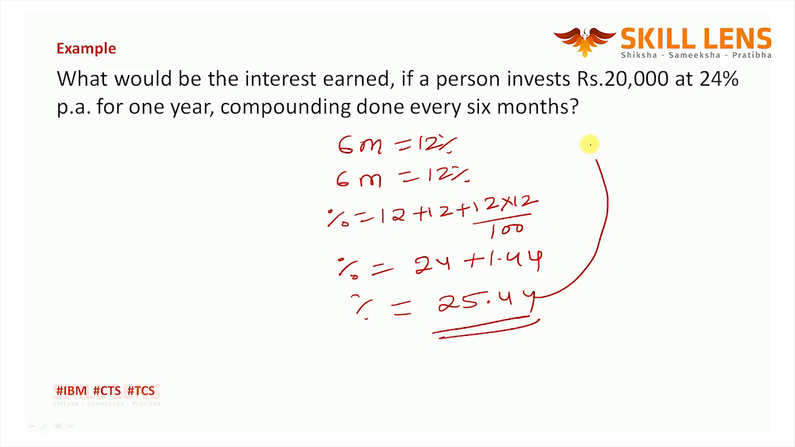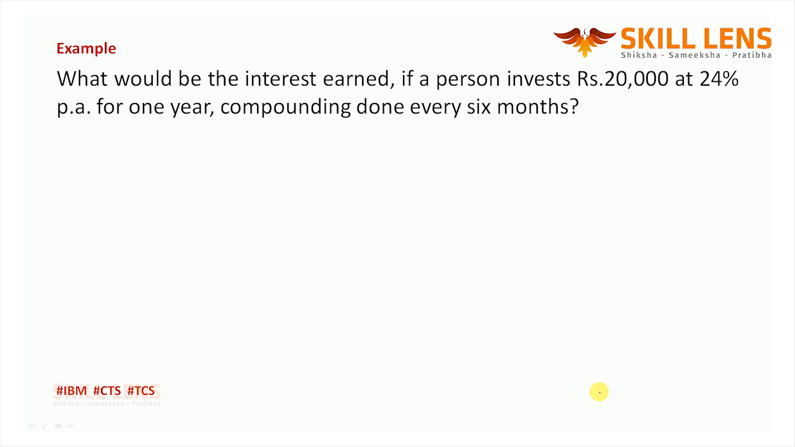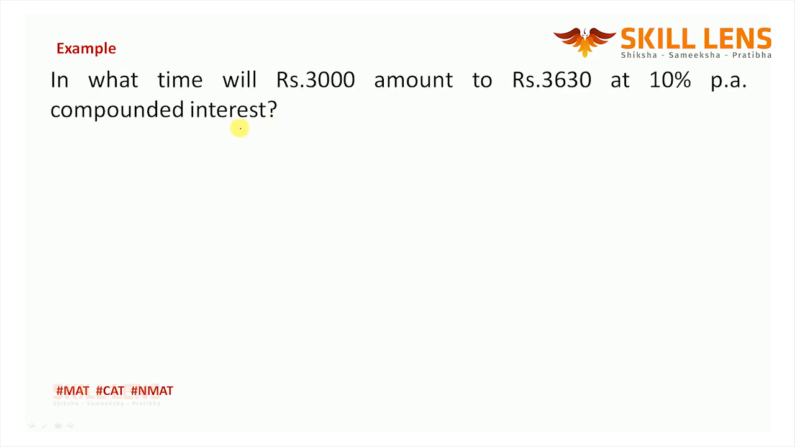So if you calculate 25% of this, approximately you will get 5,000 and more. So 4 was there, it's going to be 8 will come. So 20,000 into 25.44 divided by 100. If you do this, you will get 5,088. Okay, so this is how you need to answer your questions in different varieties. Hope everybody understood this particular question. Let's go to the next question.